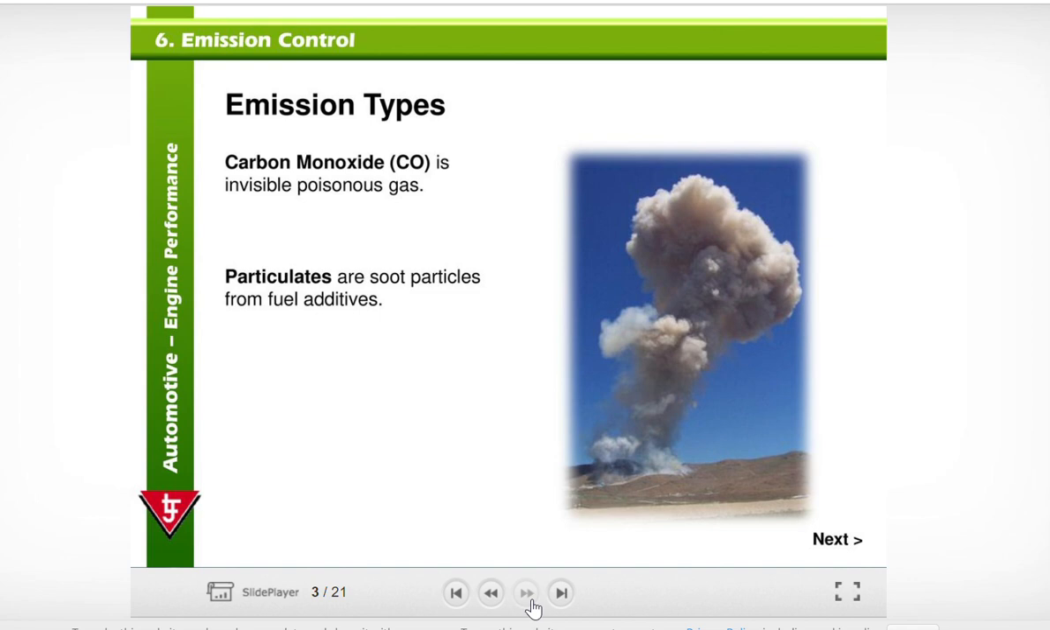Thirdly, we have carbon monoxide. Carbon monoxide is an invisible gas and is a result of incomplete combustion. Lastly, we have particulates, which are soot particles that come from fuel additives, such as the sulfur used to purify the diesel, and in some cases lead used to purify the petrol. Diesel vehicles are also known to create soot in the form of particulates, which you're also going to see how it's removed.